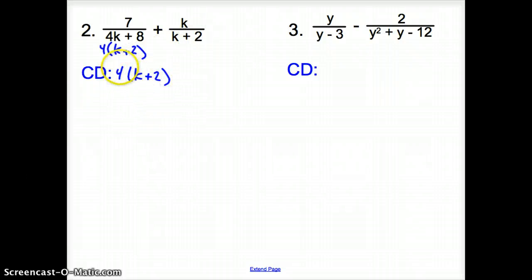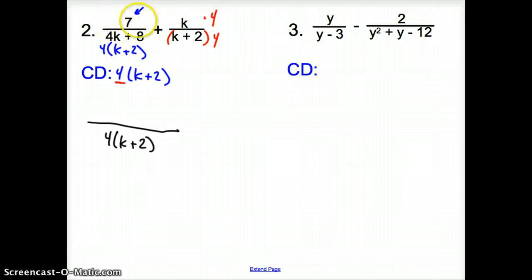I have the k plus 2, but I do not have the 4, so I need to take this guy times 4, and what you do to the bottom, you have to do to the top. So our common denominator, which I'm going to put on the bottom, is 4 times k plus 2 from this guy. This guy does not change. I didn't have to multiply anything to it, so it's just 7. But this guy had to take times 4, so it's going to be plus 4 times k.